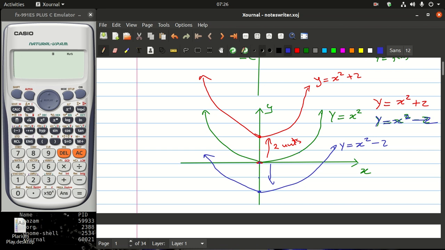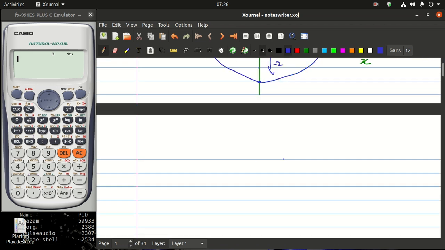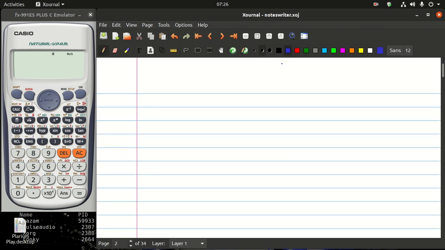And if you note this, shifting 2 units up means moving the curve up, and shifting 2 units down means you are actually moving the curve down by 2 units. Now, what else is there to this? Let's look at number 3 now.